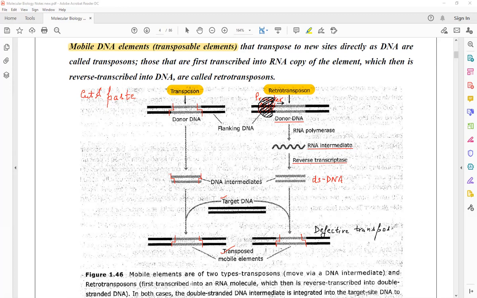Defective transposable mobile genetic element.